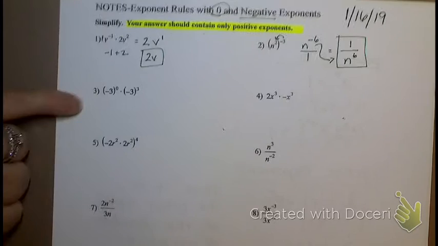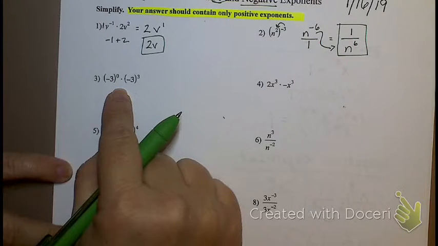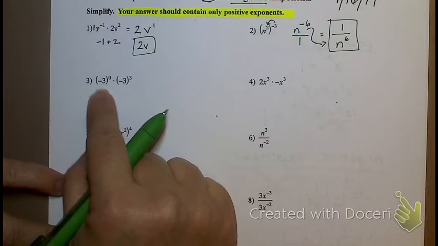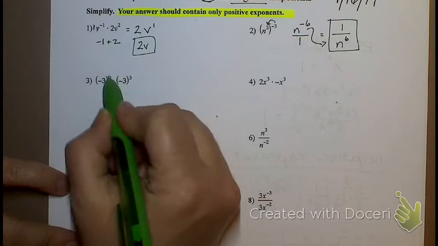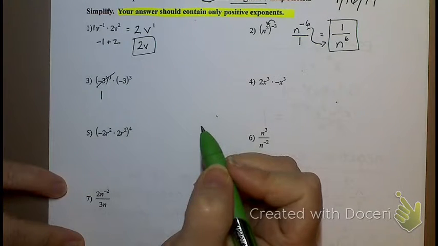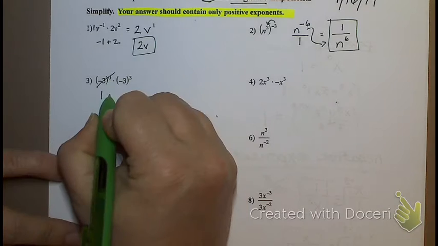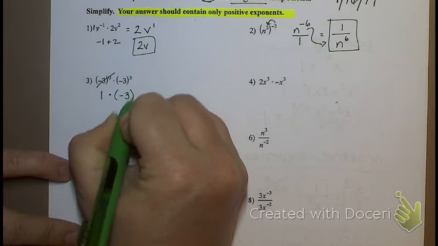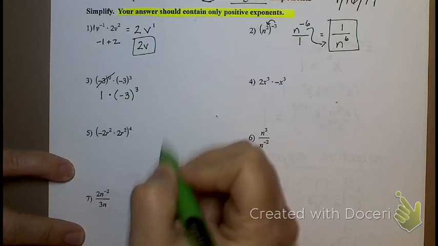Okay. All right, what have I got here? I have a 0 exponent, don't I? So guess what? That whole thing is just 1. So I have 1 times negative 3 to the 3rd power. What is negative 3 to the 3rd?